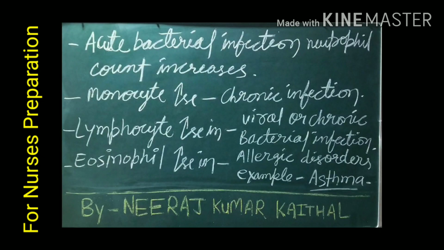Neutrophil is a type of WBC. Neutrophil count increases in acute bacterial infection. Monocyte is also a type of white blood corpuscle. It is increased in chronic infection. Lymphocyte is also a type of leukocyte. It is increased in viral or chronic bacterial infection. Eosinophil is also increased in allergic disorders like asthma. It is also a type of WBC.